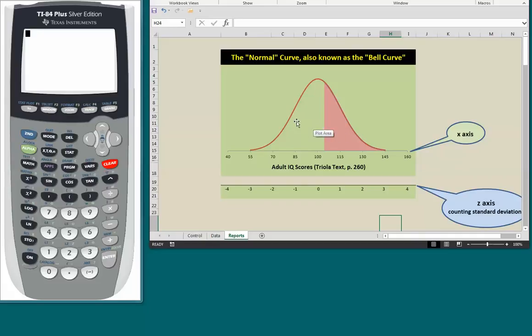The important thing to notice is that if this area to the right is 37%, we need to know the area to the left, because that's what the calculator wants to know. So this pink area here is the area to the right, and the light green area under the curve is the area to the left. So if this pink area is 0.37, then this green area has to be 1 minus 0.37, which is 0.63, which is what we're going to be putting into our calculator.